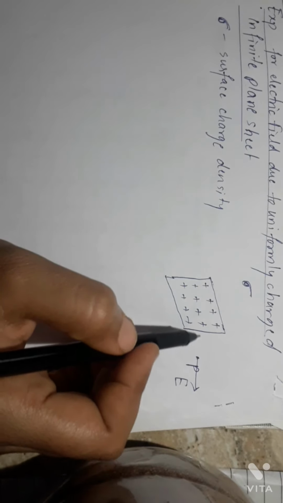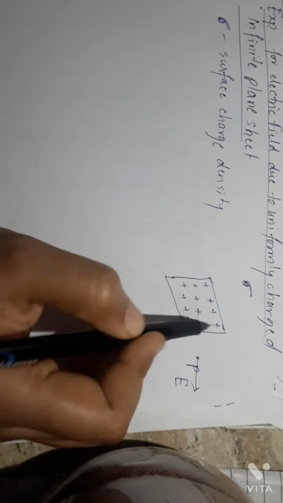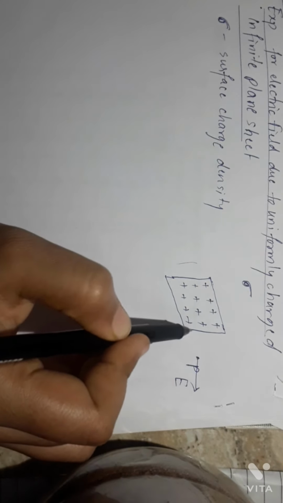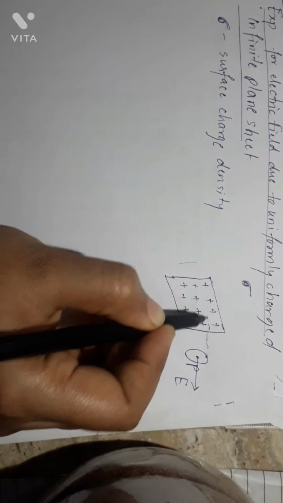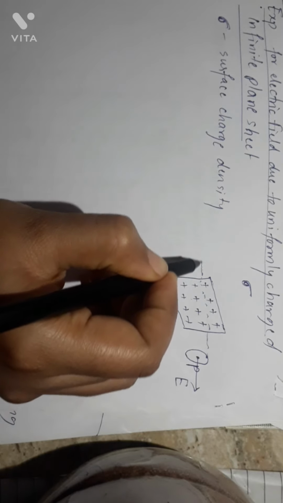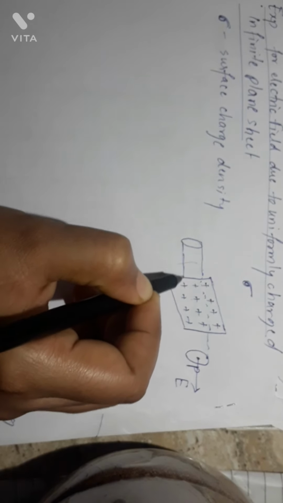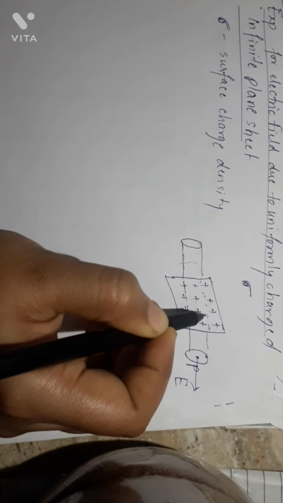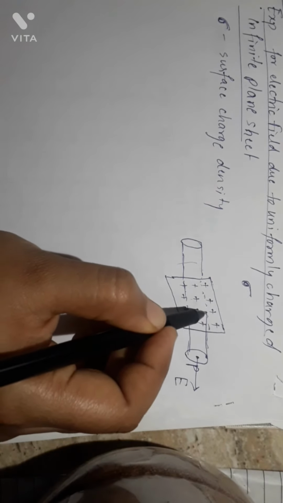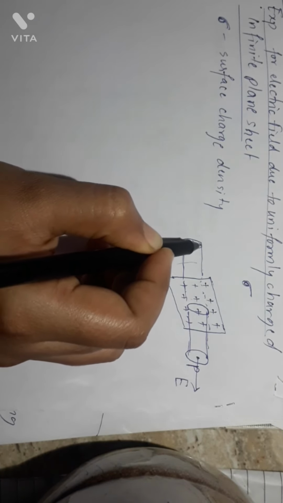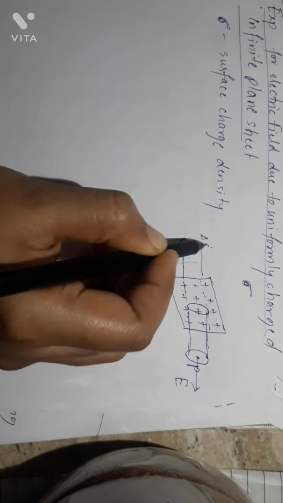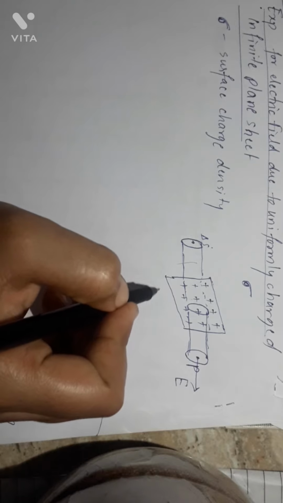We must draw a Gaussian surface; we cannot draw a circle, because we could not find the field inside or outside the surface. The best Gaussian surface to draw here is a cylinder, so let us draw a cylinder which passes through this surface. So we have drawn a Gaussian surface as shown in the diagram.